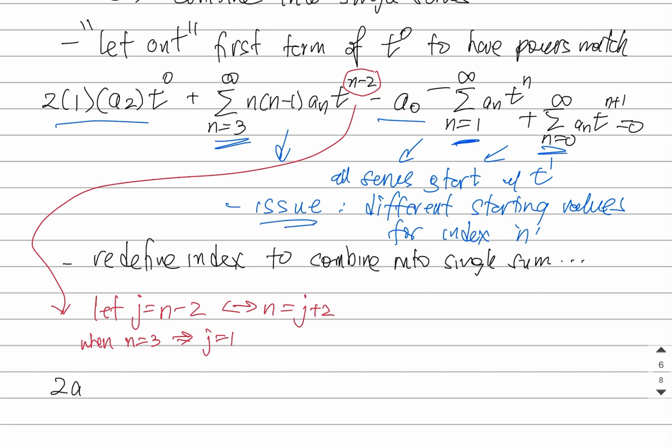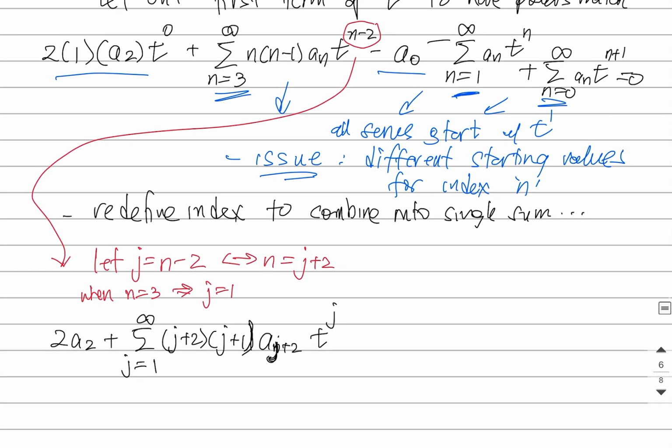So we'll have 2a2 plus a summation where j is equal to 1 up to infinity. We'll have j plus 2, j plus 1, because that first expression is an n minus 1, so that's going to go away. And now the index here will be a subscript j plus 2, and this will be t to the power of j. So now that first summation starts with a power of 1. We'll have an a naught that came there from before.